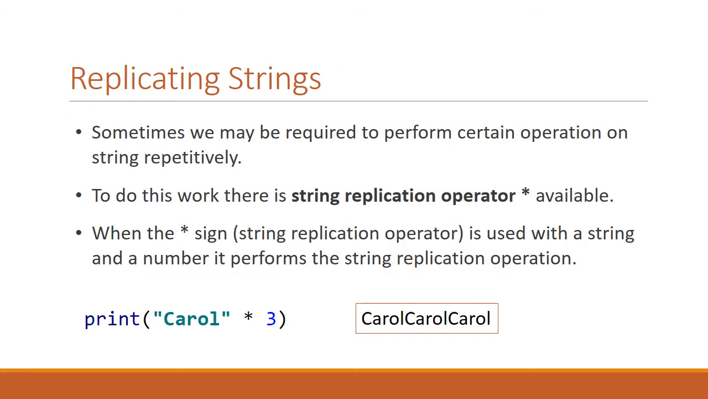There's times when we might want to replicate a string multiple times. To do this, we use the string replication operator. When the string replication operator, which is an asterisk, is used with a string and a number, it performs the string replication operation. So an example is we have Carol times 3, and the result is a string with Carol replicated 3 times.